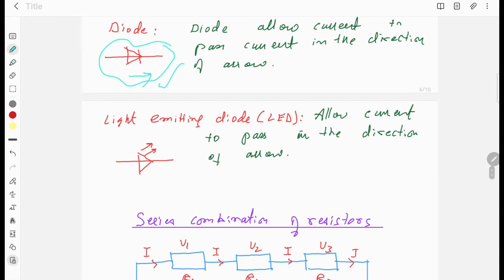LED, or light emitting diode. Light emitting diode allows current to pass in the direction of the arrow, so this will also allow current to flow in this direction.